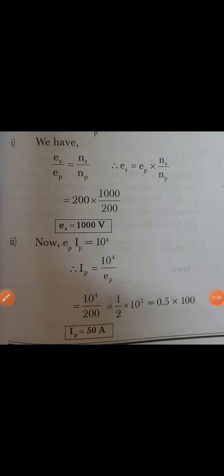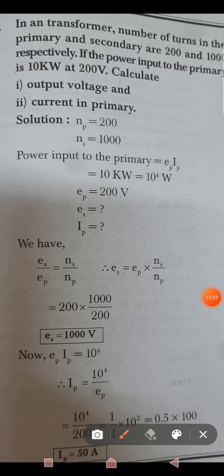Now we'll look at this question once again. Here, what does the question say? In the transformer, the number of turns of the primary is 200, the number of turns of the secondary is 1000, and the input power is 1000 kilowatt, that is 10 raised to 4 watt, at 200 volt, means the EMF of the primary is 200 volt. Calculate the output voltage and the current in the primary. So the output voltage ES and the current IP, that we have to calculate.